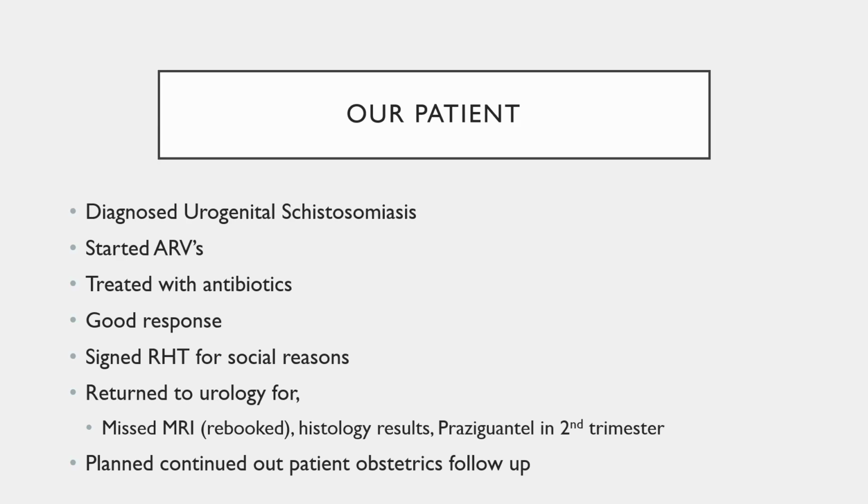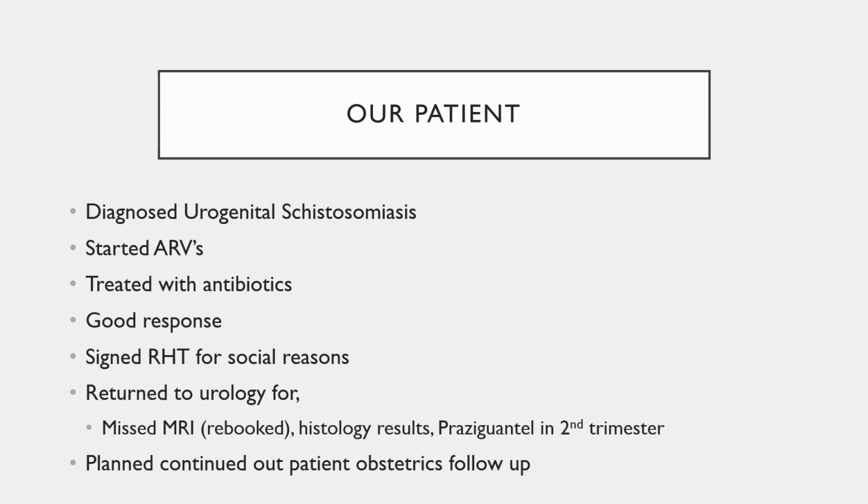And this is quite helpful because in areas where you don't have access to histology or any other specialized tests, you can just make a diagnosis based on what you see. Obviously, this is given that it's endemic in the area. So she was diagnosed with urogenital schisto based on the appearance of the cervix and the histology results from the cystoscopy. We started her on ARVs. We treated her with antibiotics for whatever UTI she had. We didn't get to a diagnosis for what that precipitating event was, but she had a good response. She had signed refusal of hospital treatment. She had some social issues, but we had asked her to return for dosing of praziquantel.